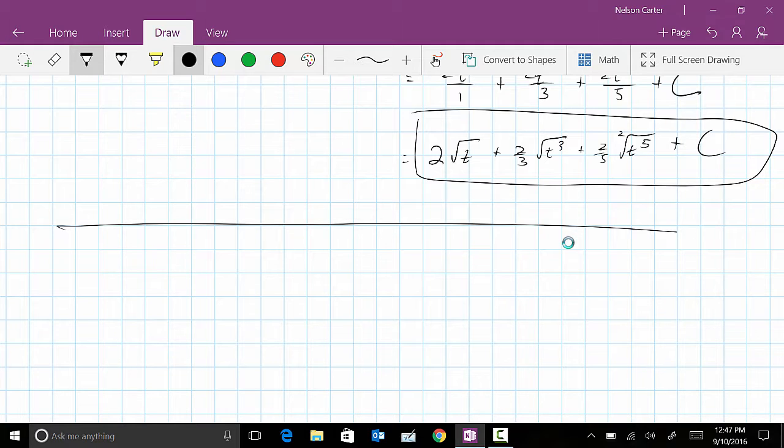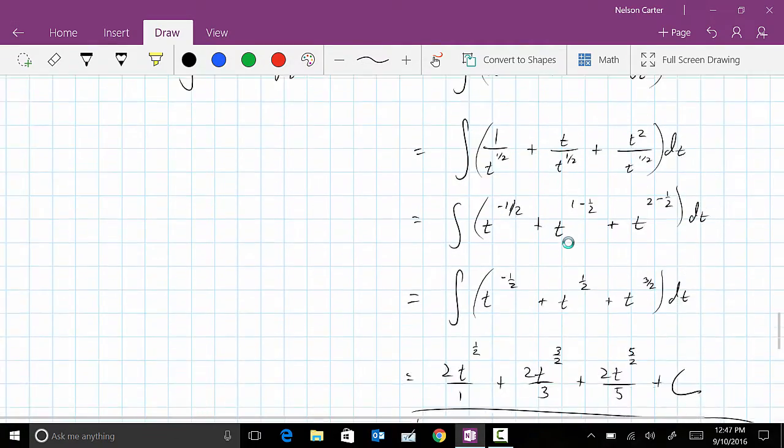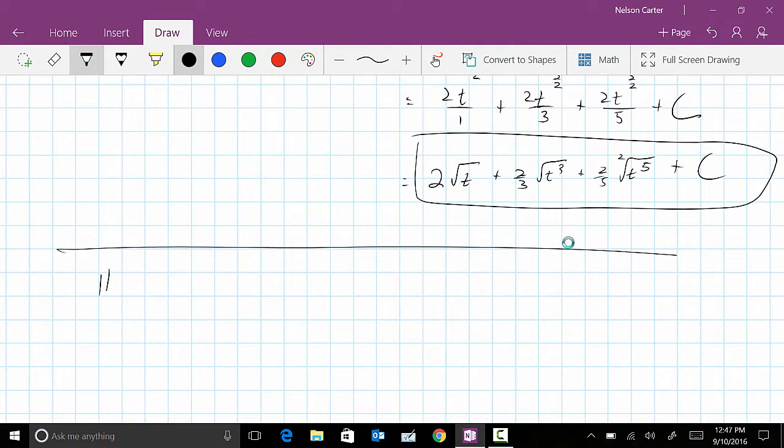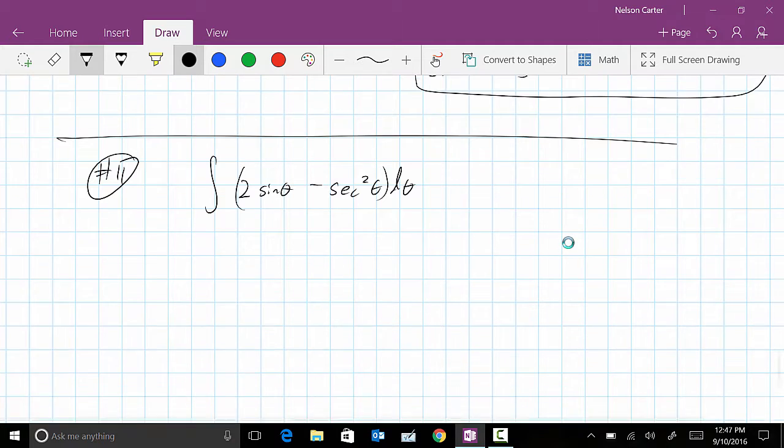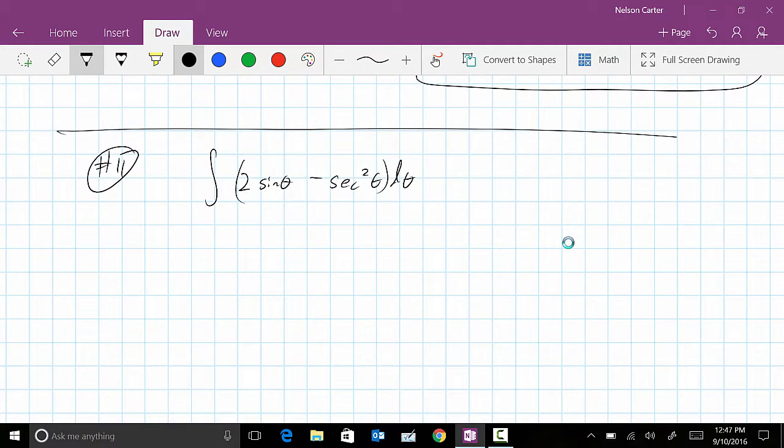Okay, so let's go through another one. What number was this? 10. Okay, so this is number 11. So here's one. I have the integral of 2 times the sine of theta minus the secant squared of theta d theta. Okay, so let's go on and integrate this thing.